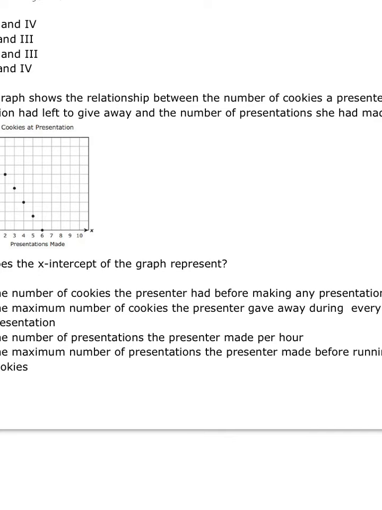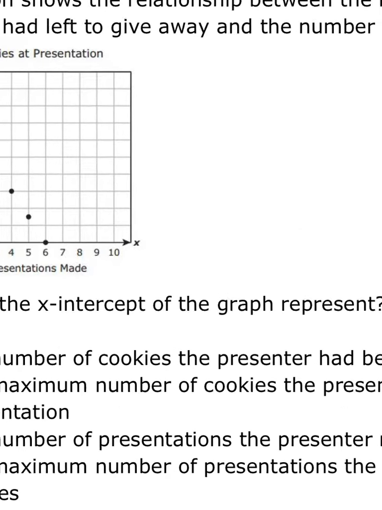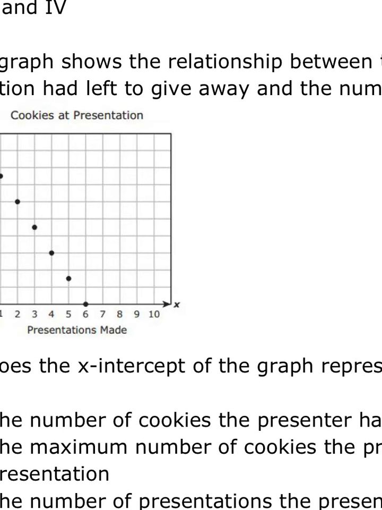All right. Number 5 says the graph shows the relationship between the number of cookies a presenter at a convention had left to give away and the number of presentations she had made. So before I read my questions and my answer choices, I want to take a look at this graph. On the left side, my Y's are the cookies she had left. My X's are the presentations she made. So how many cookies did she start out with? 180 cookies, right? And how many presentations did she make? 6.